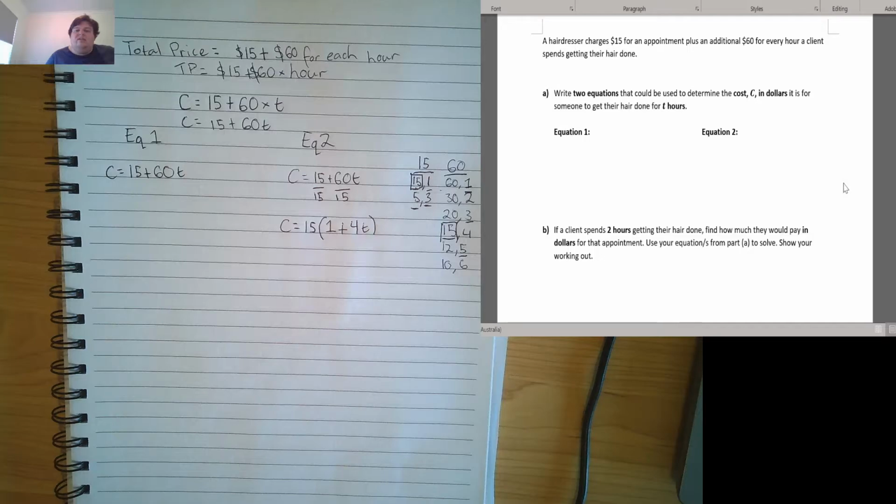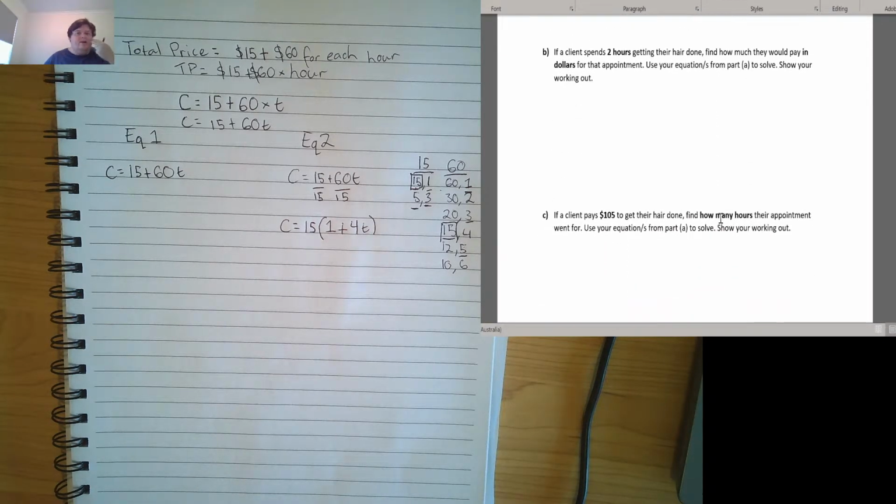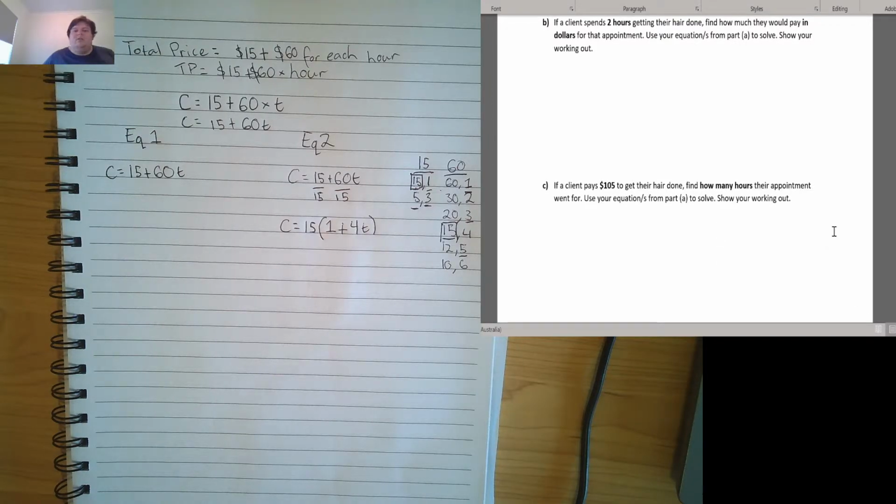So it says here, if clients spend 2 hours getting their hair done, find out how much they would pay in dollars for that appointment. Use your equations from part A to solve and show your working out. So I guess that means, it's not especially specific there, but I'm assuming that we get to choose which of the equations above we use to solve it. I'll do both for the sake of working out. You don't have to do both, but I'll do both.